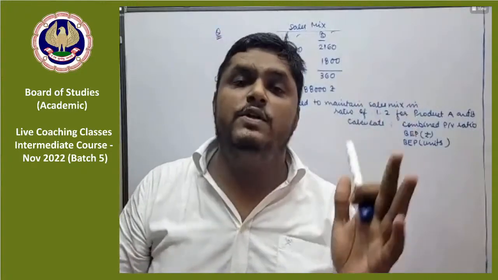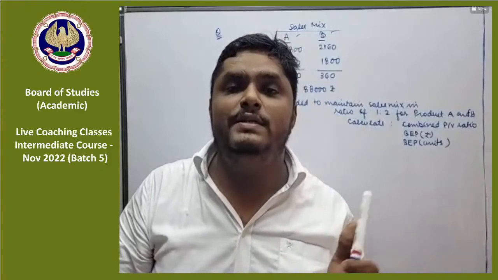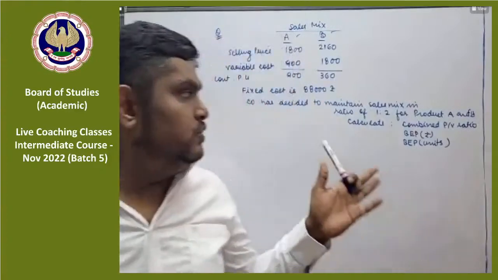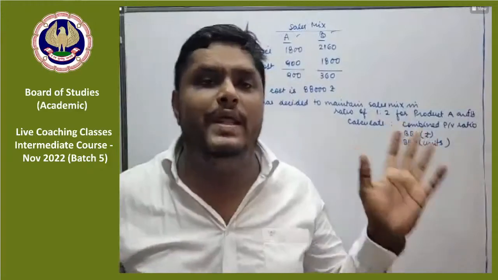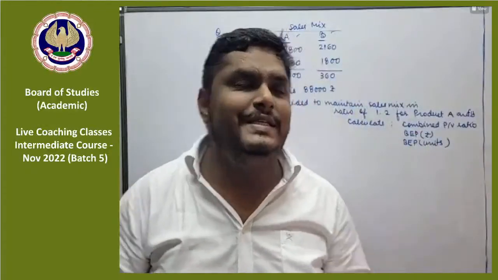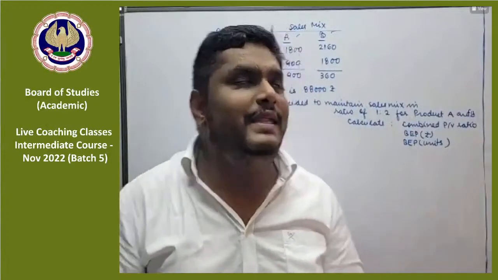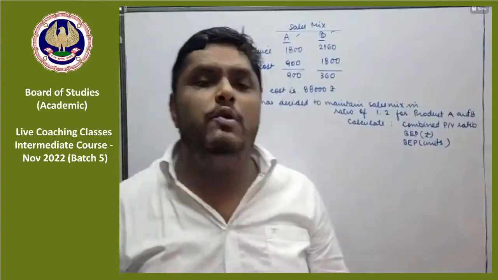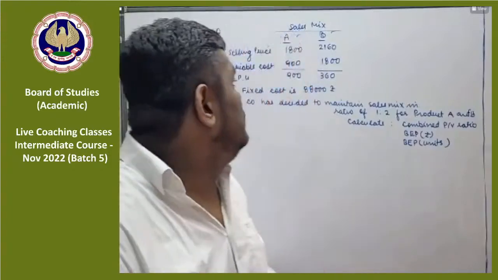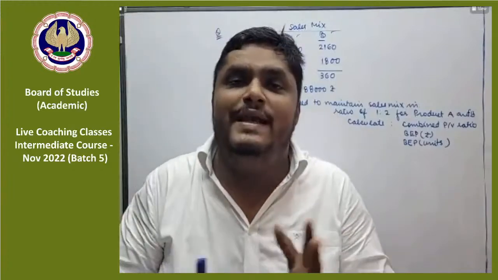Preeti Panchal, it was distributed in the ratio of 3600 is to 6480. So now, guys, there is a question for you wherein the selling price per unit is given, that is 1800 and 2160. Further, the variable cost is given, that is 900 and 1800. The contribution per unit is 900 and 360. So the question is same. Fixed cost is same, 88,000.